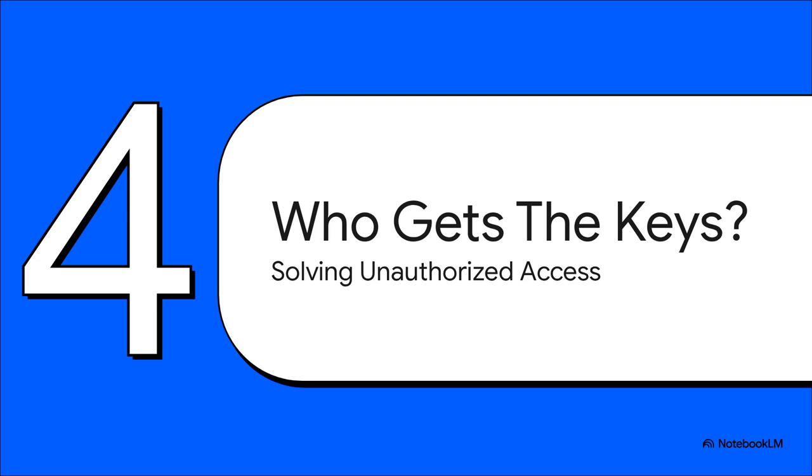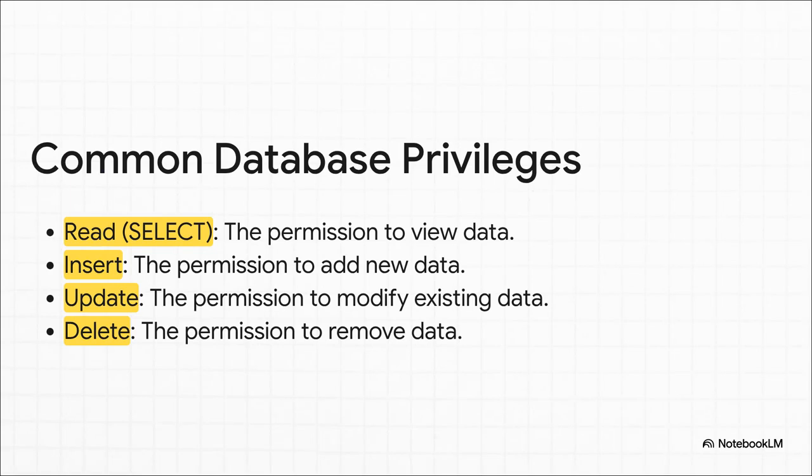Okay, so our data is complete, it follows the rules, it's consistent, but who gets to see it and who gets to change it? That brings us to our final crucial pillar, authorization. Basically, who gets the keys to the kingdom? When you boil it all down, controlling access really comes down to these four fundamental permissions. Can you read the data? Can you insert new stuff? Are you allowed to update what's already in there? And finally, do you have the power to delete it?